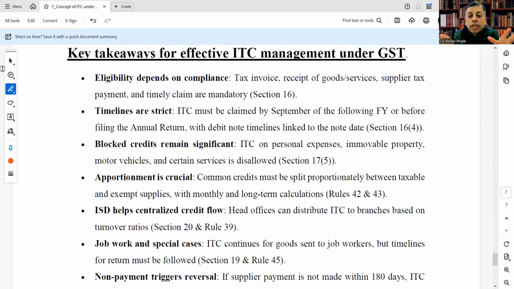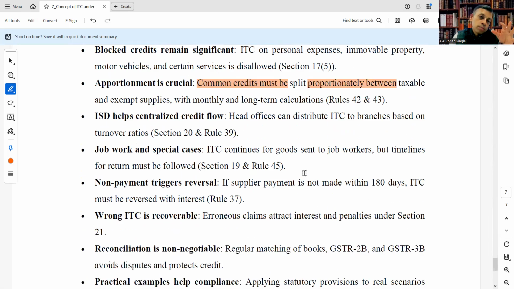Apportionment is pretty crucial. Common credits must be split proportionately between taxable and exempt supplies, with monthly and long-term calculations. That is Rule 42 and 43. One is for inputs and services and one is for capital goods. ISD helps centralize credit flow. The head office can distribute ITC to branches based on turnover ratios. The turnover ratio is very important.